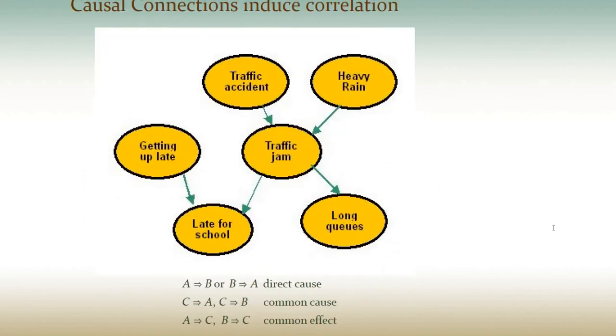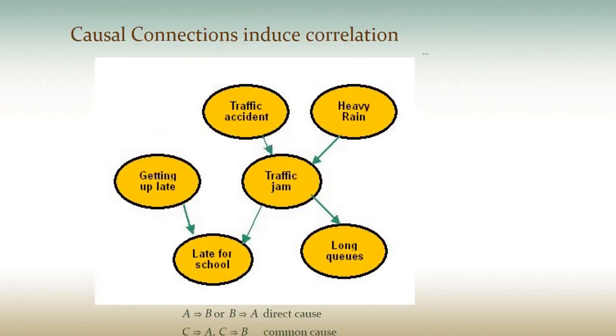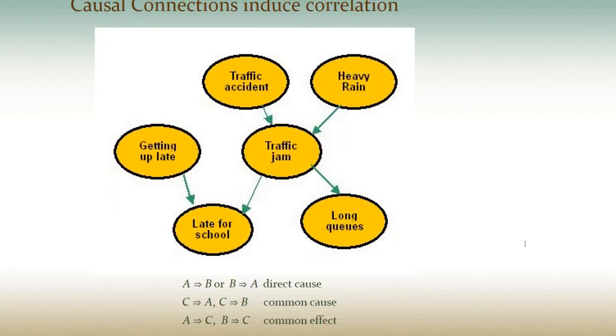Okay, here's the idea of how cause and correlation are connected. Here we have some actual causal things. A traffic accident will cause a traffic jam. Heavy rain can cause a traffic jam. Either of these can cause someone to be late for school, either getting up late or being caught in a traffic jam. And a traffic jam can also cause long queues.